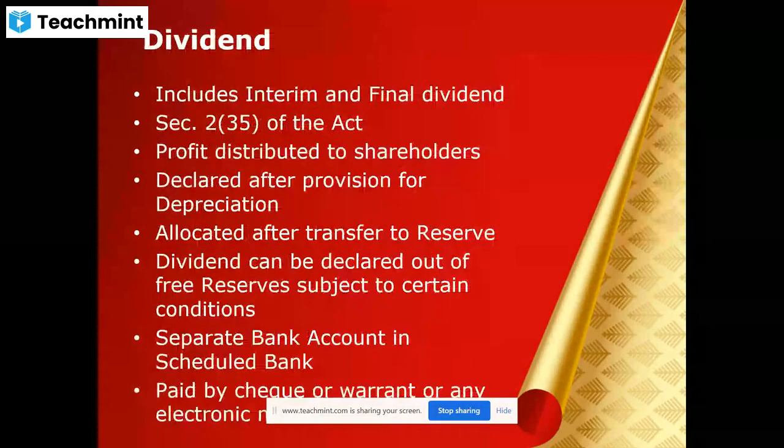Now dividend. Every company gives dividend whenever they have profit at the year end and they declare the dividend. Dividend includes interim dividend or final dividend. Interim dividend means the dividend which is declared between two annual financial statements. Final dividend is what is declared in the annual general meeting of the company. Dividend is provided under section 235 of the Companies Act.